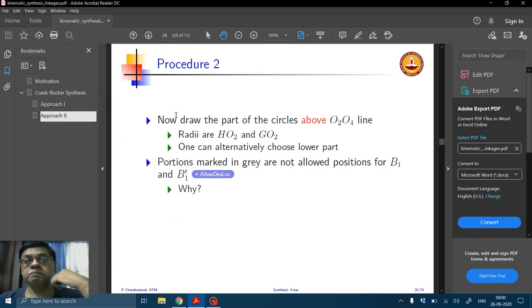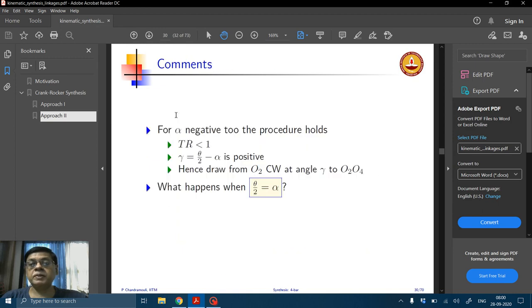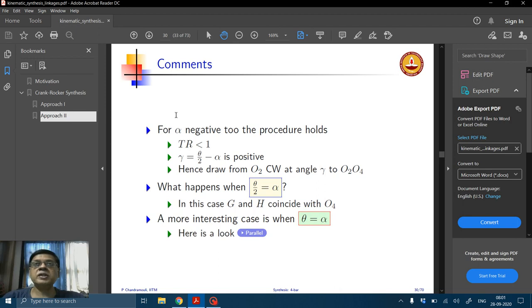Okay. In the last video, I had mentioned that we'll go a little bit up. What happens when theta by 2 equals alpha? I got all excited. What I had in mind was actually the special case theta equals alpha, but somehow I made some statements with theta by 2 equals alpha, so you can disregard that.